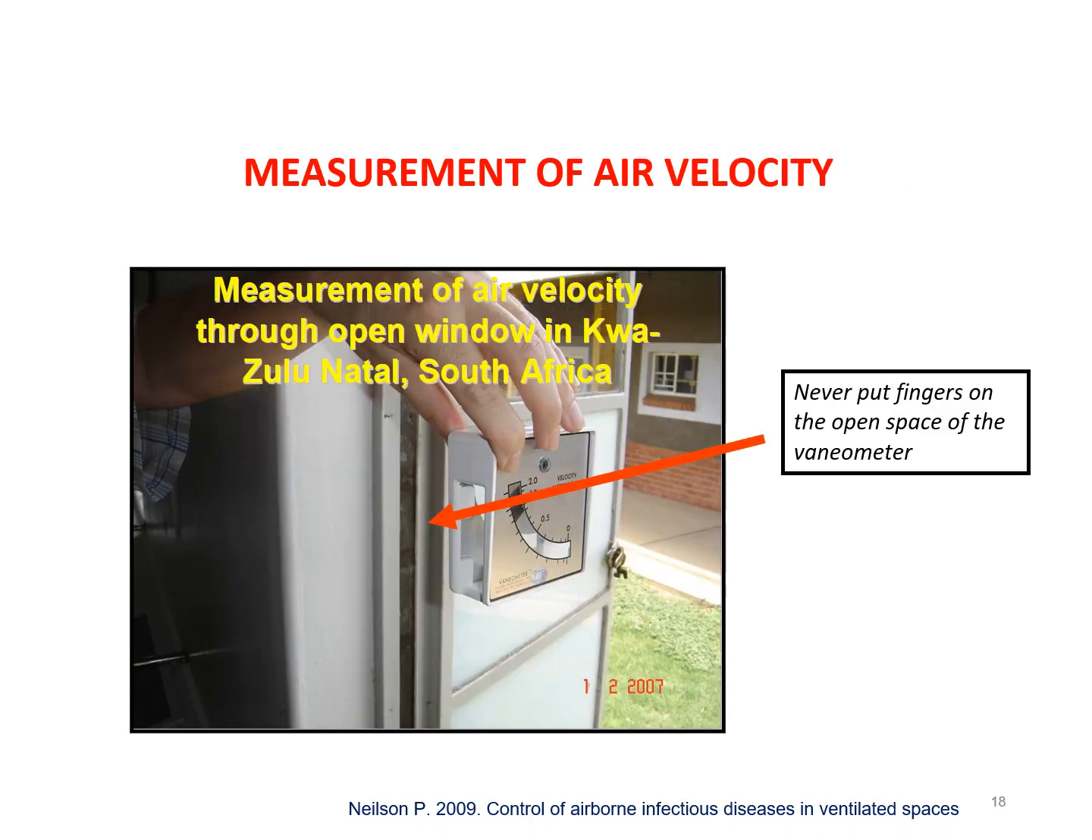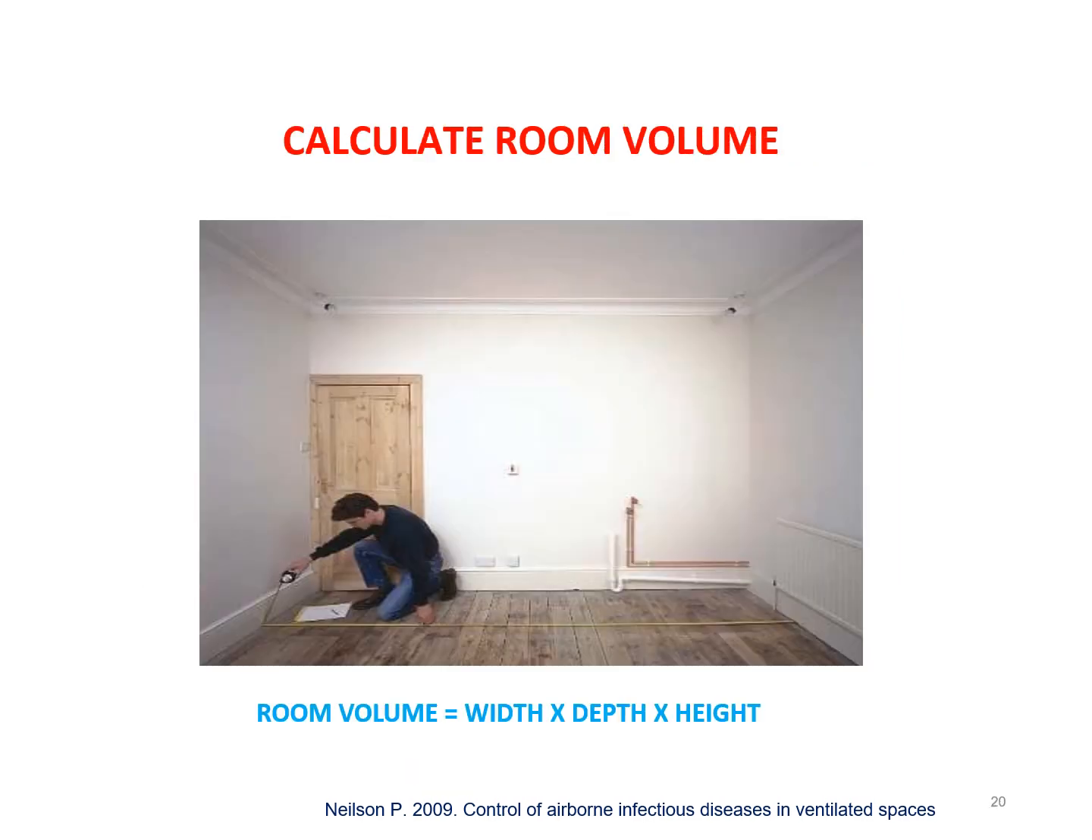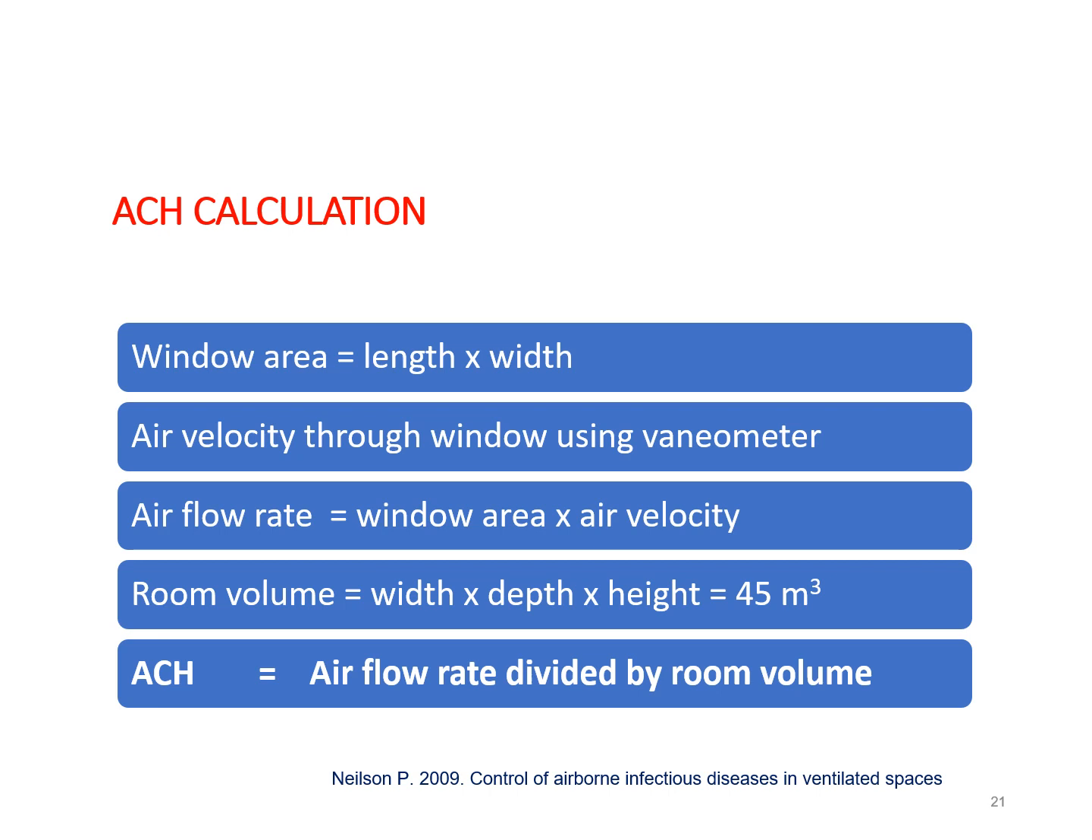Measurement of the air velocity through an open window can be done with an anemometer. Never put the fingers in the open space. An anemometer can be used for the measurement of the air velocity. Measure dimensions with a measuring scale, and the area of the window opening should be calculated with the formula length into width. Calculate the room volume with the same scale, with width into depth into height as the formula. The air velocity at the window is measured using an anemometer.